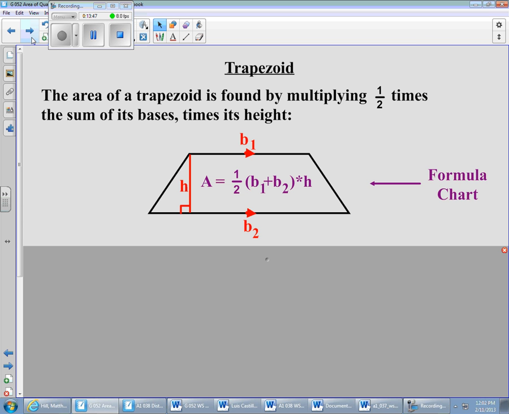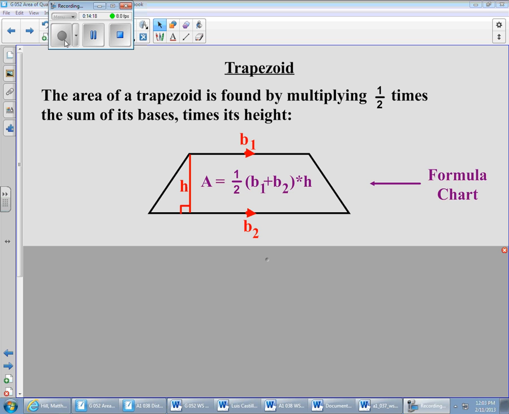I know some of you have had teachers in the past that may have stated this formula differently, where they said, the sum of the bases times the height divided by 2. Okay, which is fine. You can do it that way as well, whether you say it as multiply by 1/2 or say it as divide by 2, you should get the same value.